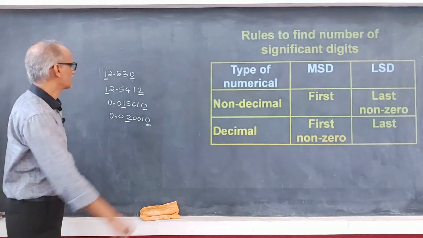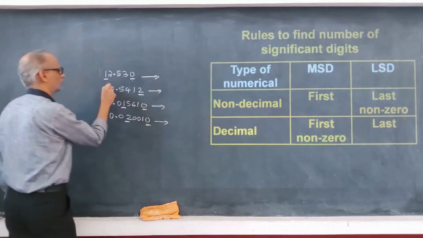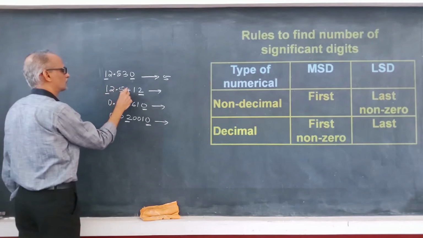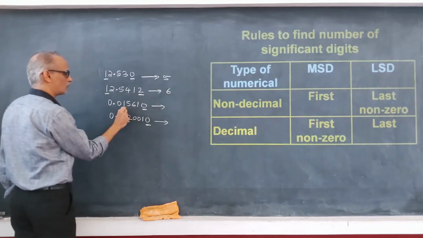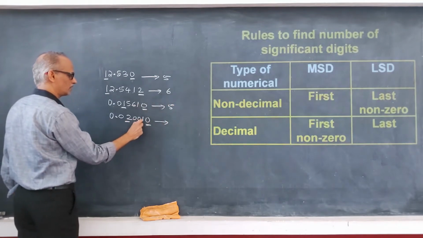Are you clear? Now let's count the number of significant digit here in this and in all the 4 numbers. Okay, right. So 1, 2, 3, 4, 5. 1, 2, 3, 4, 5, 6. 1, 2, 3, 4, 5. 1, 2, 3, 4, 5.